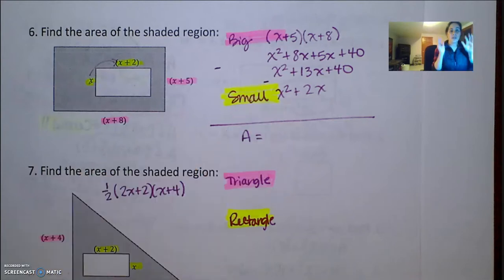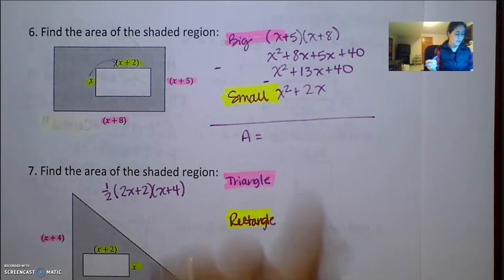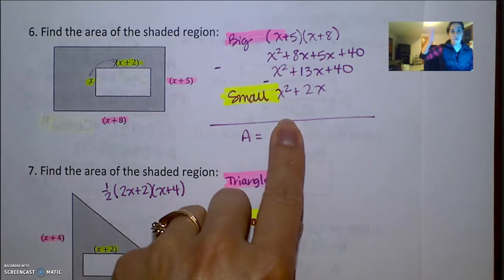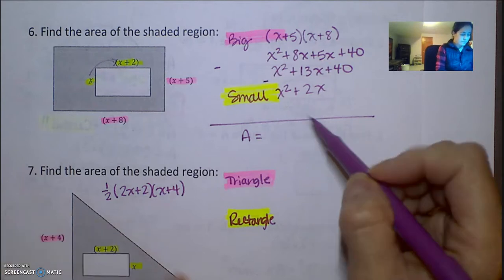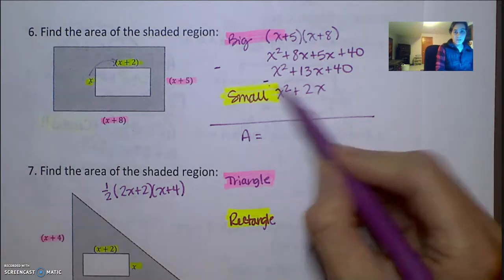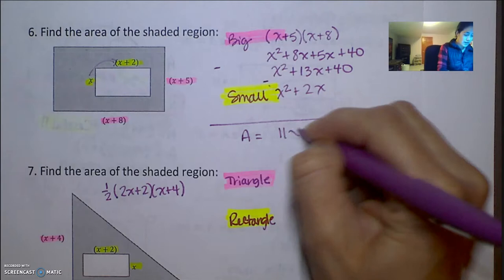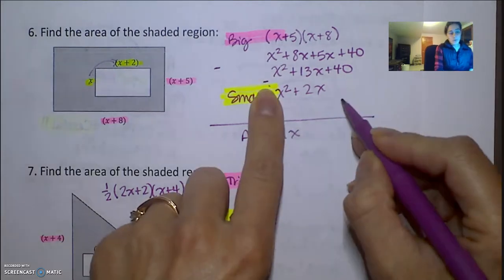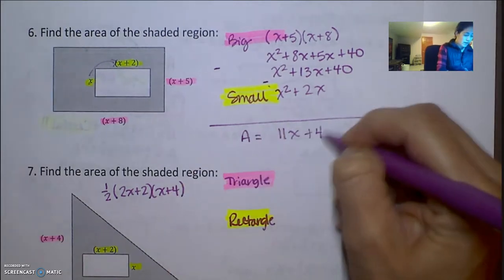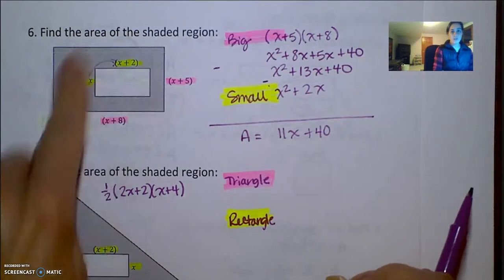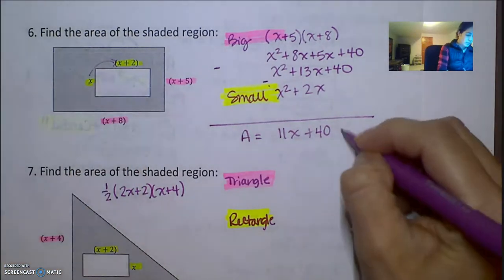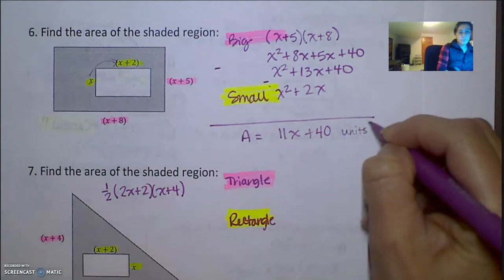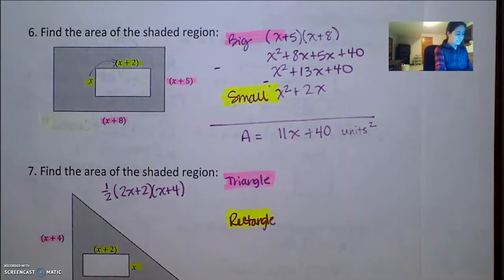So what we're going to do is take the area of the big rectangle and take out, or subtract, the small rectangle. So we're just going to subtract it. I'm lining these up vertically. And x squared minus x squared is 0, so that's gone. 13x minus 2x is 11x, and then 40 minus 0 is 40. So the area of this shaded region, the region that's left over after cutting out the small rectangle, is 11x plus 40 units squared. Please make sure you are labeling.